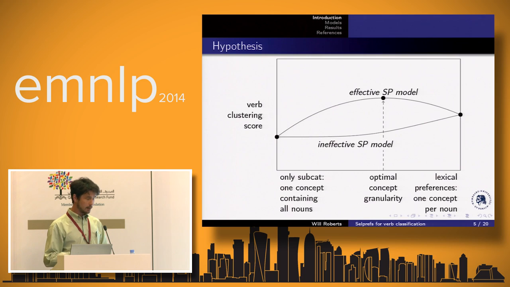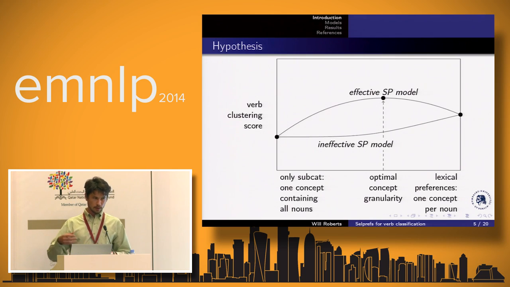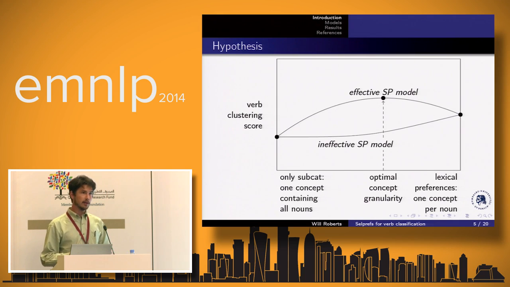In principle, there's any number of ways of mapping nouns onto concept labels. And this graph is trying to indicate the idea of granularity here. So we might have fewer concepts or more concepts. And this granularity is a parameter that we set out to investigate in this work.